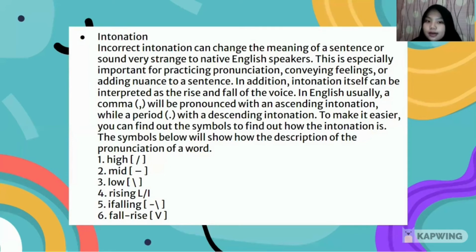To make it easier, you can find out the symbols to know how the intonation is. The symbols below will show the descriptions of pronunciation of a word. 1. High. 2. Mid. 3. Low. 4. Rising. 5. Falling. And last, fall-rise.